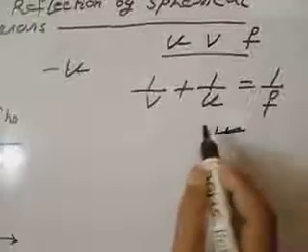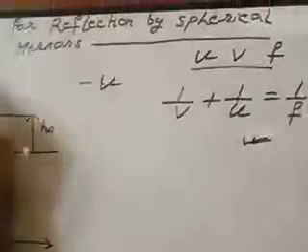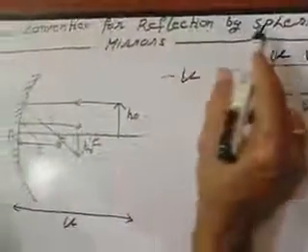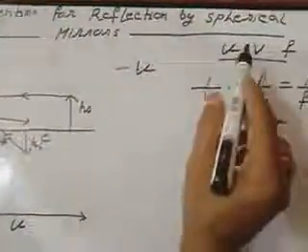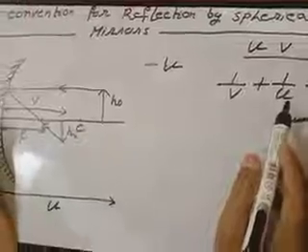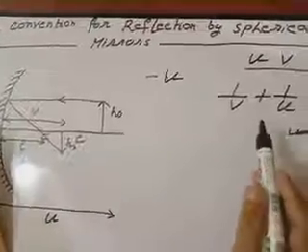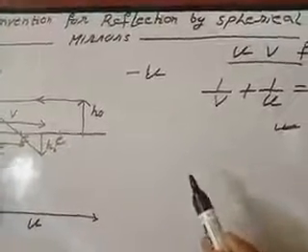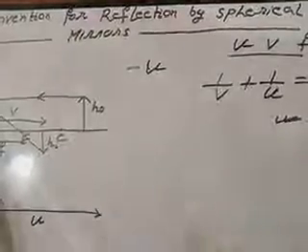So today we have completed the sign convention for reflection from spherical mirrors and the mirror formula. Next day we will read about the magnification of spherical mirrors. So today your homework is to read up to page number 169 and practice the sign convention of the spherical mirror and the mirror formula.